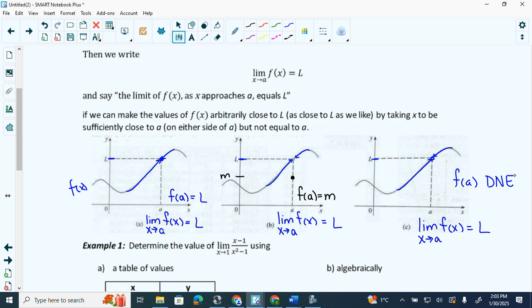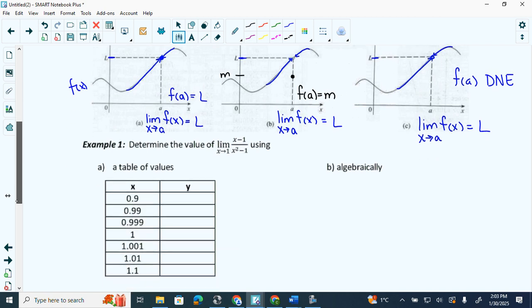So all three of these have different coordinates at f of a, but that's irrelevant to limits. Limits is, what is it approaching from the left and the right? If the value at a is there, or not there, or somewhere else, it doesn't matter. Okay? So the limit is really kind of your end behavior as you're approaching that value.